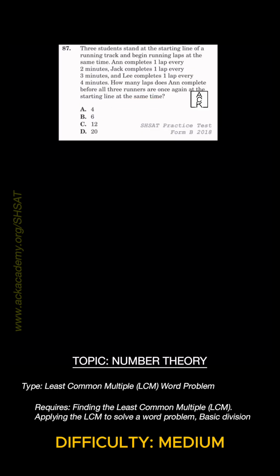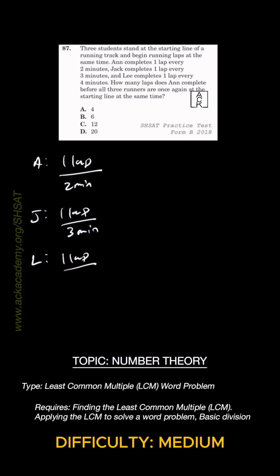Okay, so immediately, it should be known that we have to set up some ratios. So one lap for every 2 minutes for Anne. For Jack, it will be one lap for every 3 minutes. And for Lee, it will be one lap for every 4 minutes.